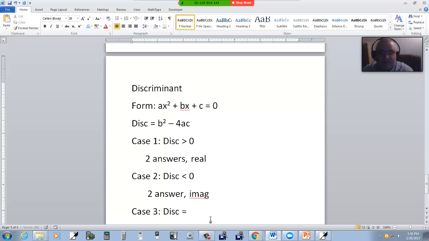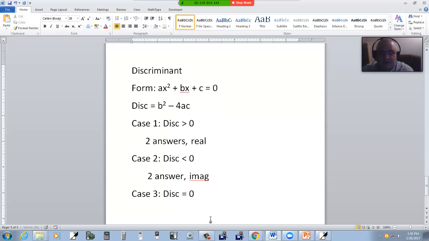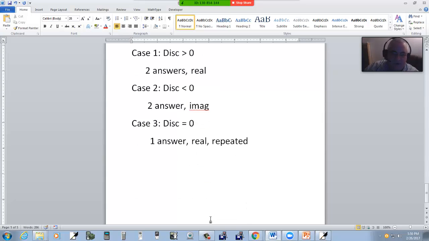And then if your discriminant is equal to 0, you're going to have 1 answer. It'll be real, and it'll be repeated. You might have like x equals 2 and x equals 2. So that's our discriminant.